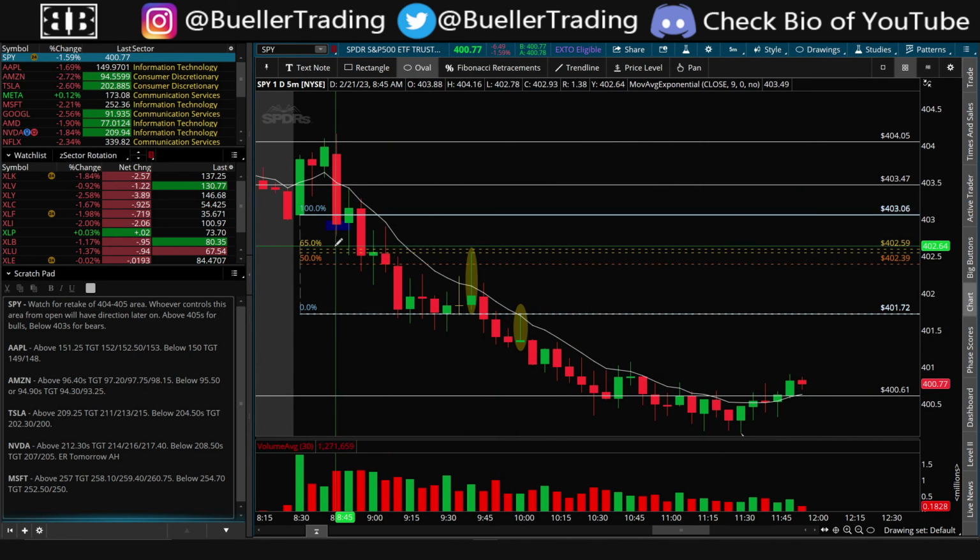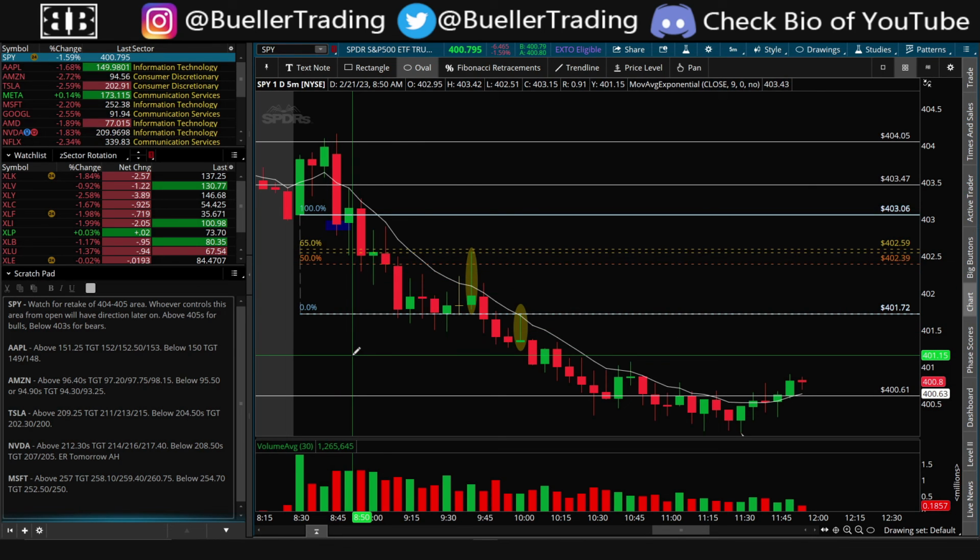So this is just one way to use them. But again, guys, fibs need to be used in the correct way. There's a million ways to use them. And the only two ways that I mainly use them are to see where does price want to go? Does it want to retest? And where does it want to go from there if it does retest?